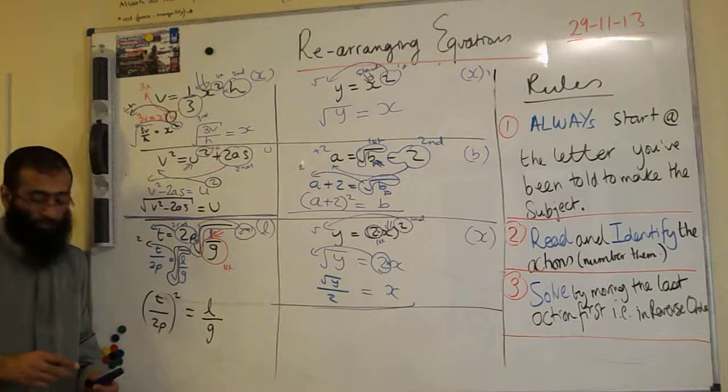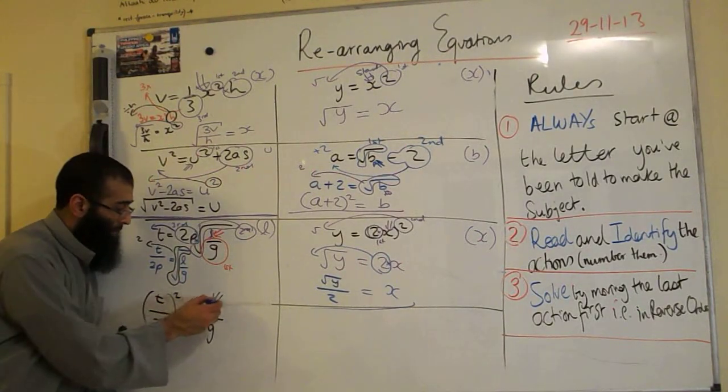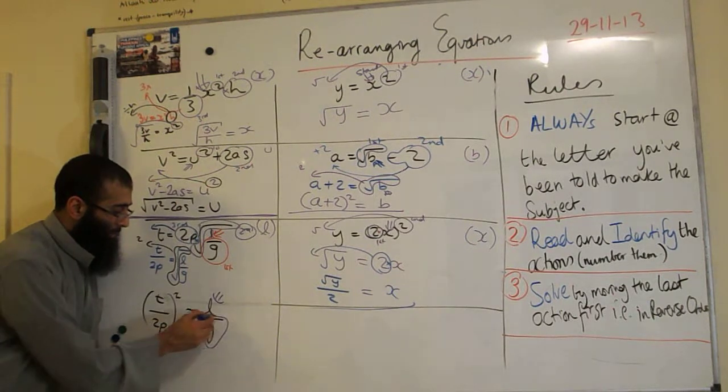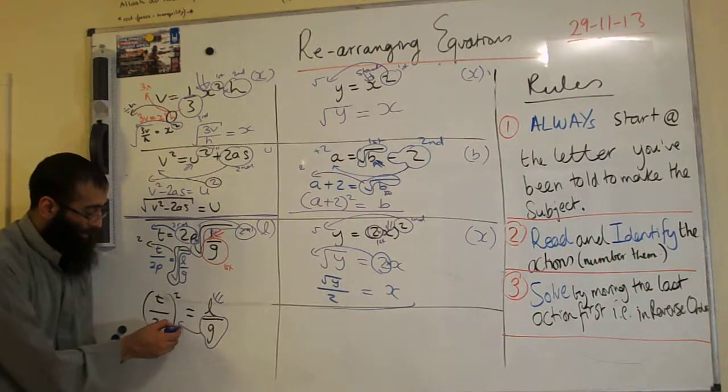Okay, next one, let's have Najma. I want to work out L, don't forget. So L is the one that we're trying to work out. We've still got g left over, and it's divided by g. Opposite of divide by g is times by g.